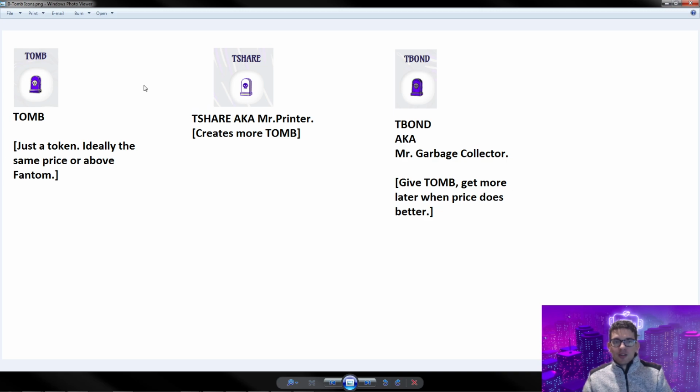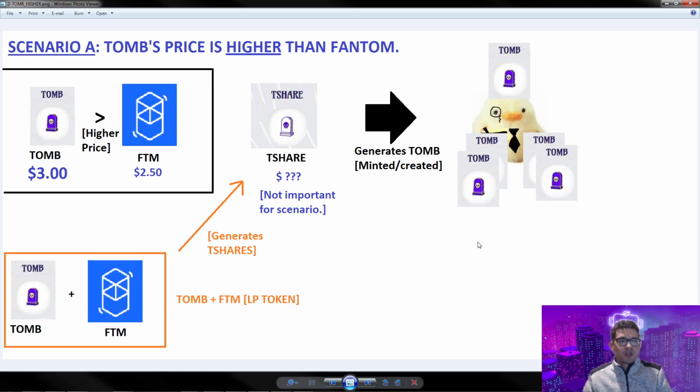And then when the supply is a little bit too much on the TOMB side, that's where TBOND comes along, aka Mr. Garbage Collector. And then that's where he burns the TOMB and then hopefully gets that price back because of supply and demand, all that good stuff. So confused? Don't worry about it. We'll make it be a little bit more fun here.